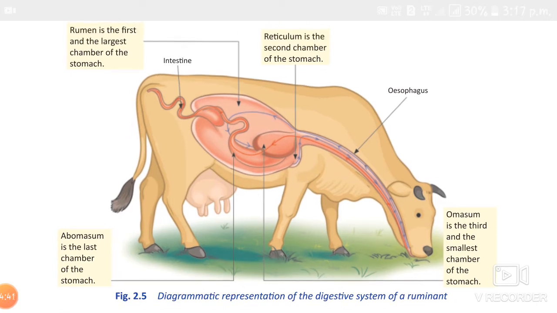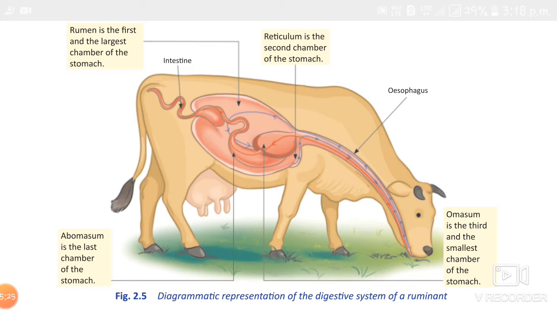The rumen helps in storing a large quantity of food that has been quickly consumed. This food is partially digested here, and it is now called the cud. What is the name of the partially digested food? Cud. In humans, the partially digested food in the mouth is called bolus, and when it is digested in the stomach, it is called chyme. But in ruminants, the partially digested food in the rumen is called cud.